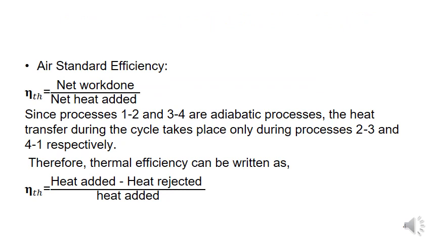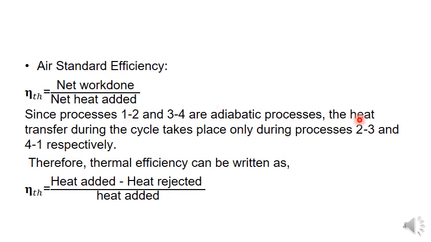How to calculate the air standard efficiency of the Otto cycle? We all know that the thermal efficiency of an air standard cycle is output by input. What is the output here? Whatever the amount of work done by the system, and the heat supplied to the system. So the work done is nothing but heat supplied minus heat rejected, divided by heat supplied. Observe the PV diagram: processes 1 to 2 and 3 to 4 are adiabatic, so PV^gamma is equal to constant holds.